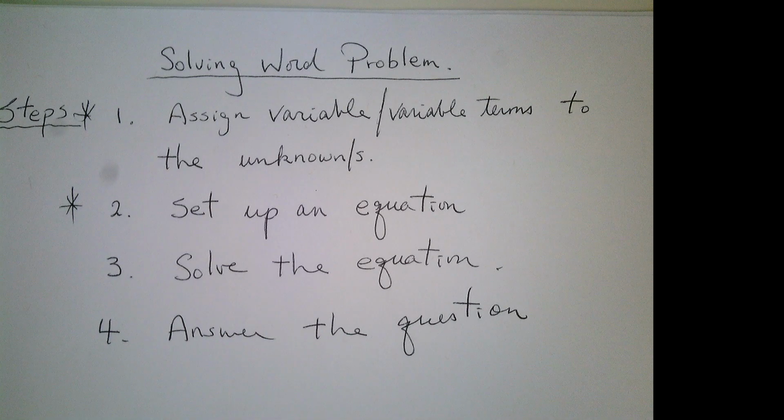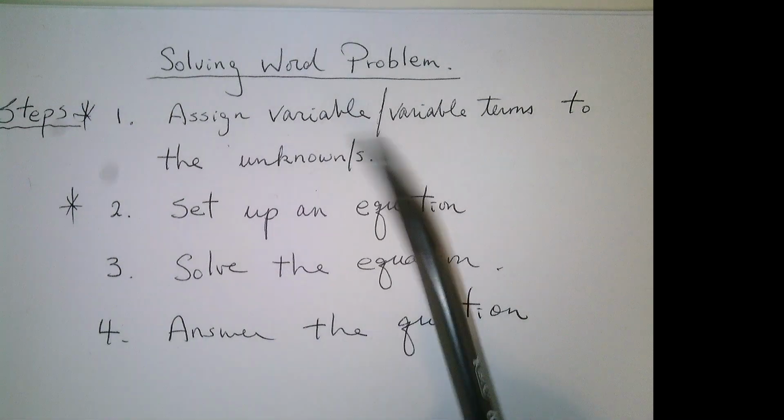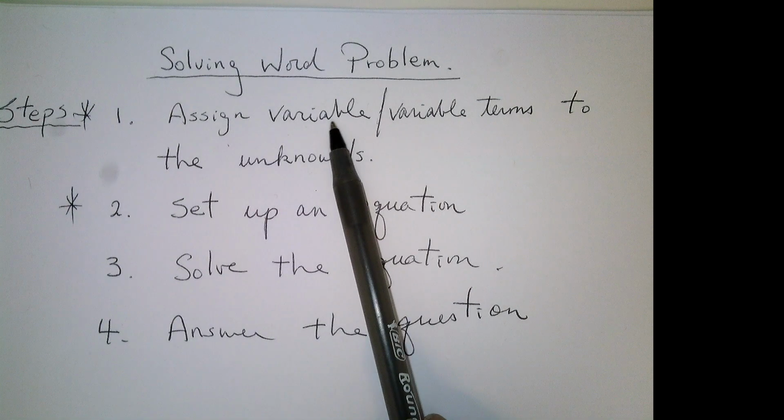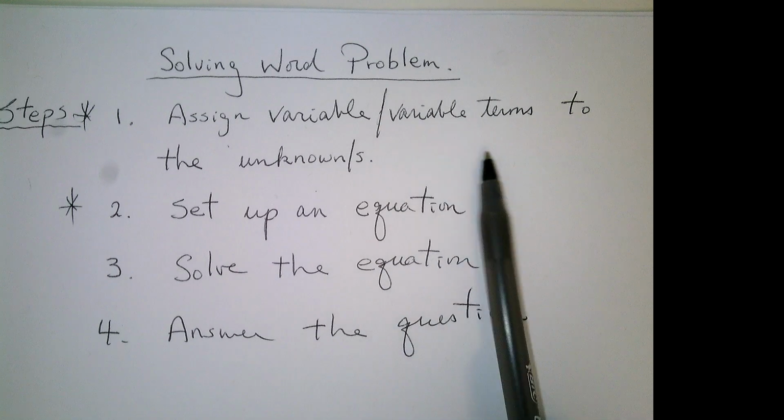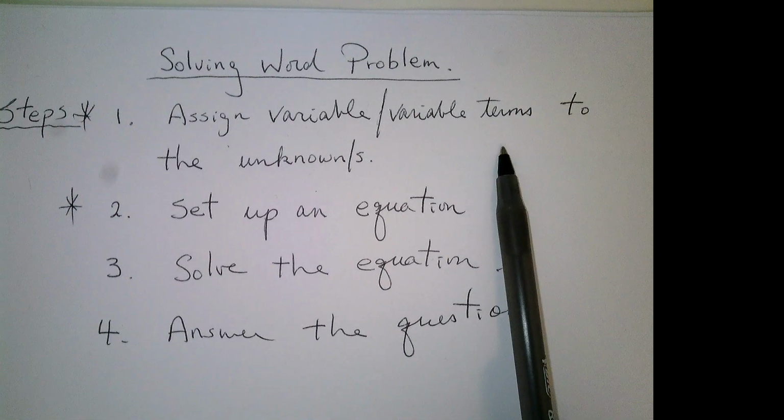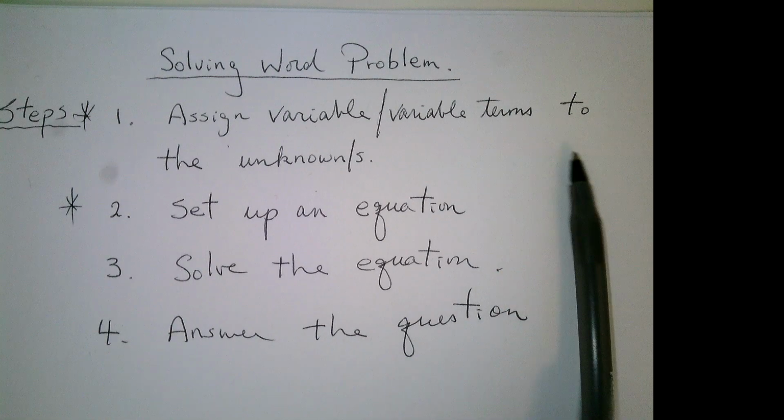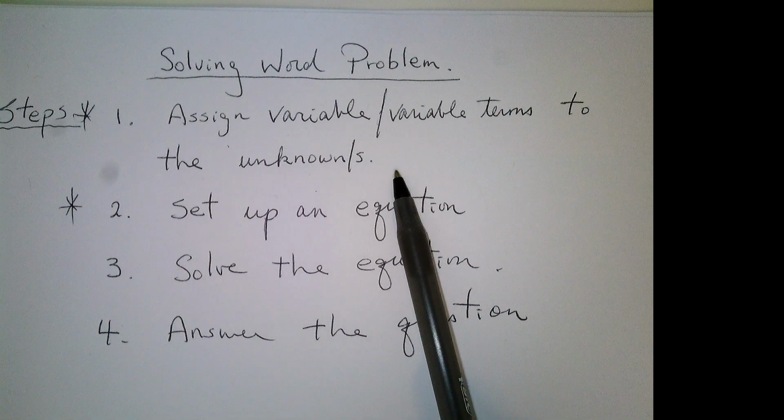And now you're looking at right now the steps on solving word problems, okay? And this procedure applies to all word problems. Doesn't matter what level of math you're studying. So step one, assign a variable if there's only one unknown, or variable terms if you're dealing with more than one unknown, to the unknown or unknowns.